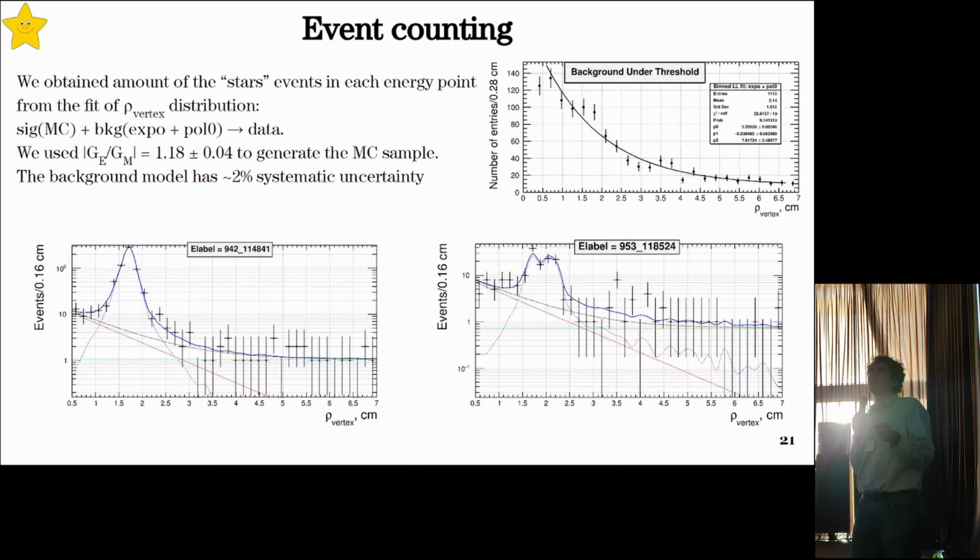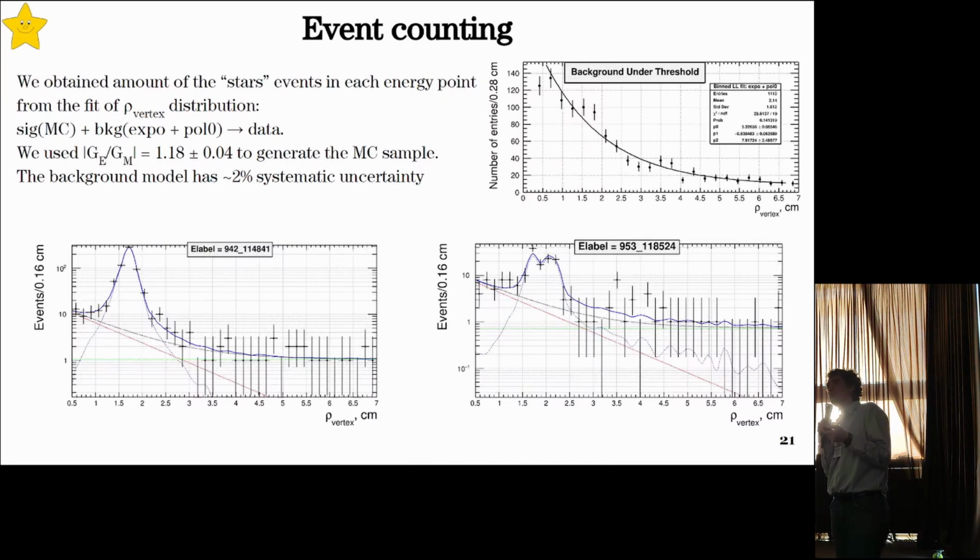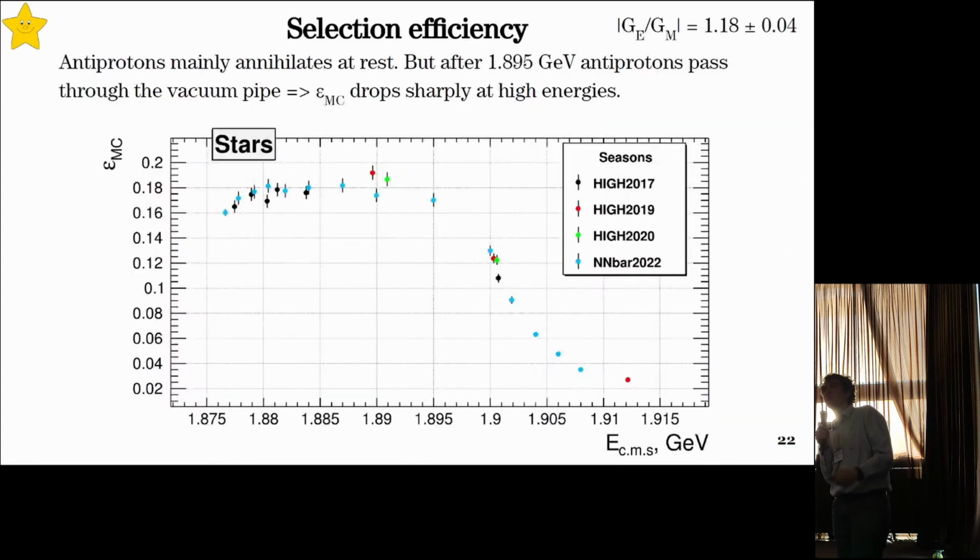Here you can see an example when we have only one peak at vacuum pipe, and here two peaks, one peak from vacuum pipe and another peak from inner shell of the drift chamber. The systematic uncertainty of this procedure is about 2%, and it corresponds to uncertainty in the background model. Here you can see selection efficiency.